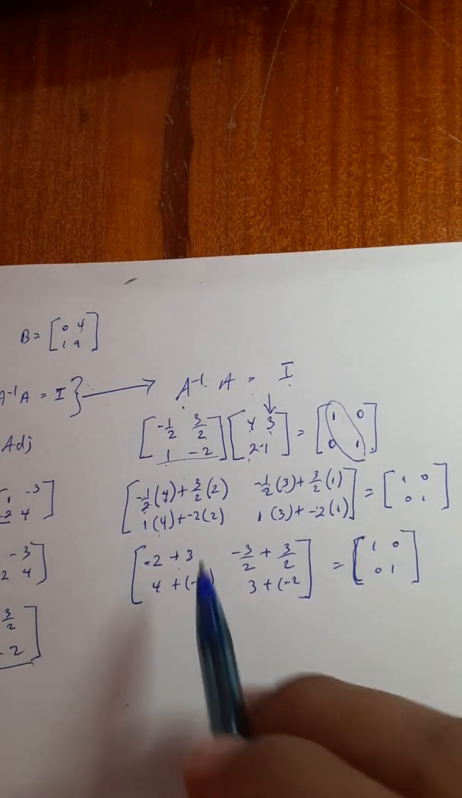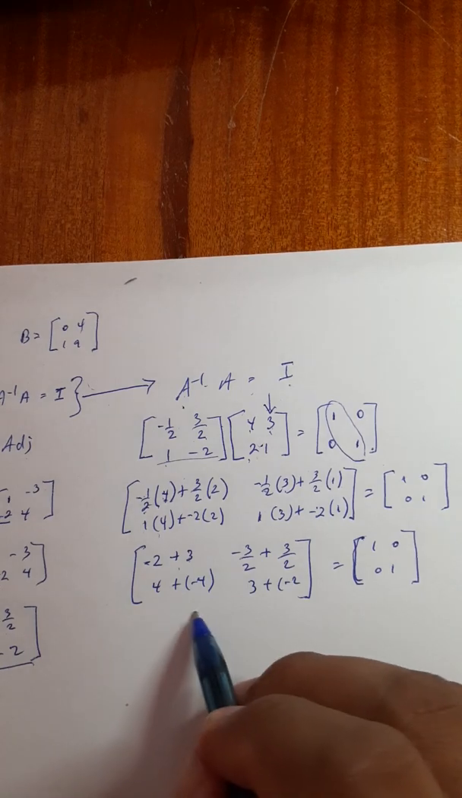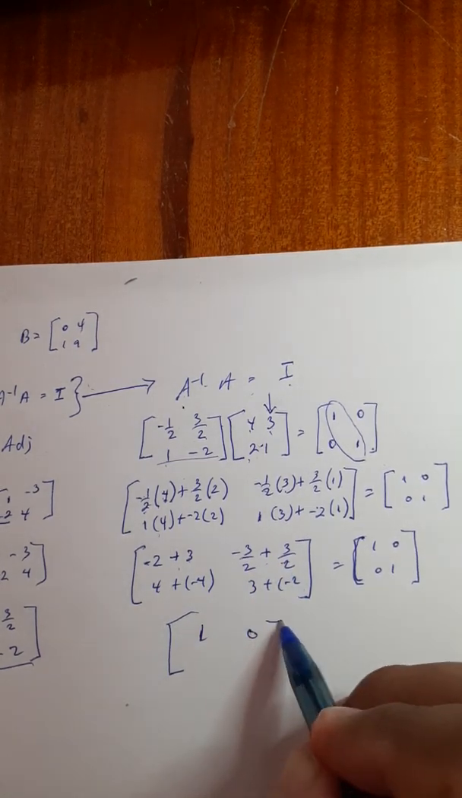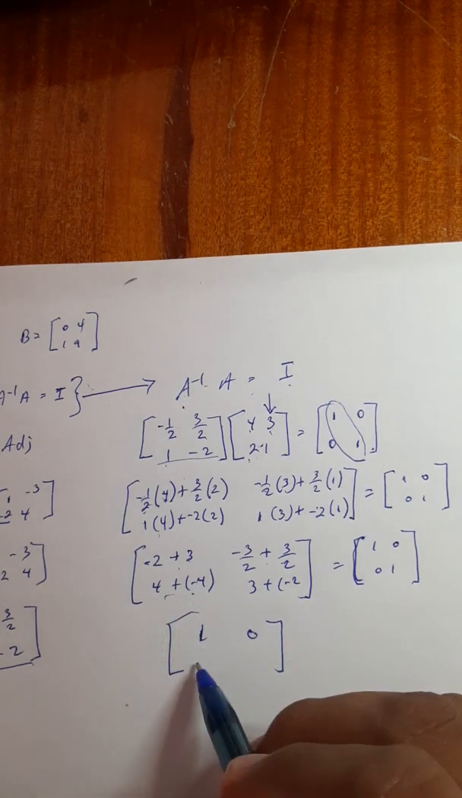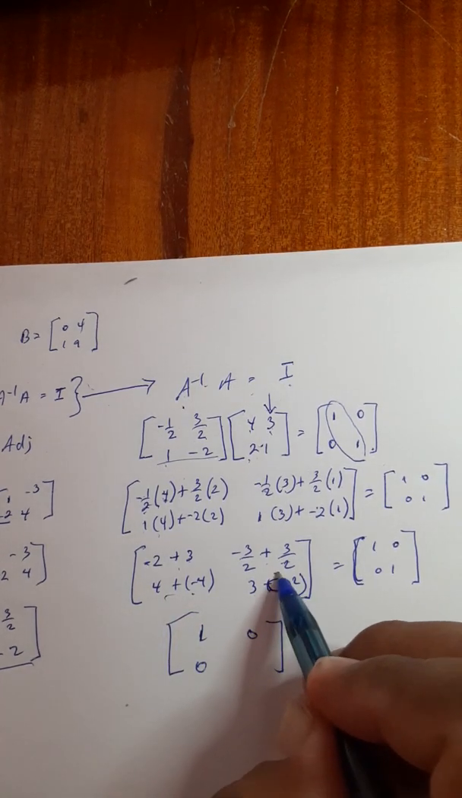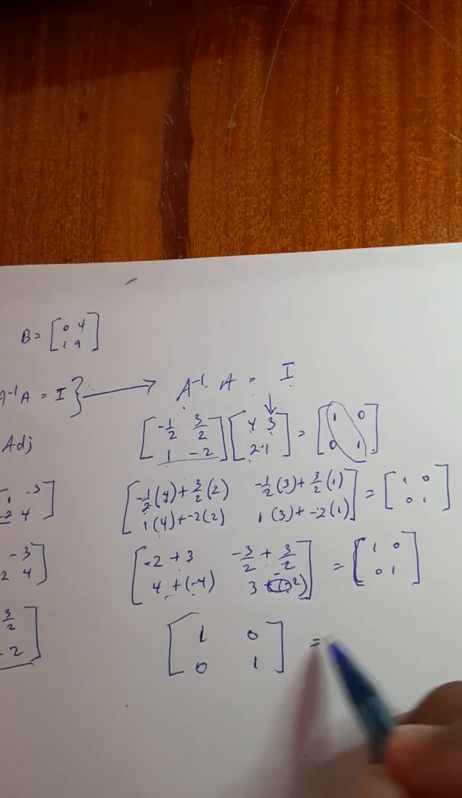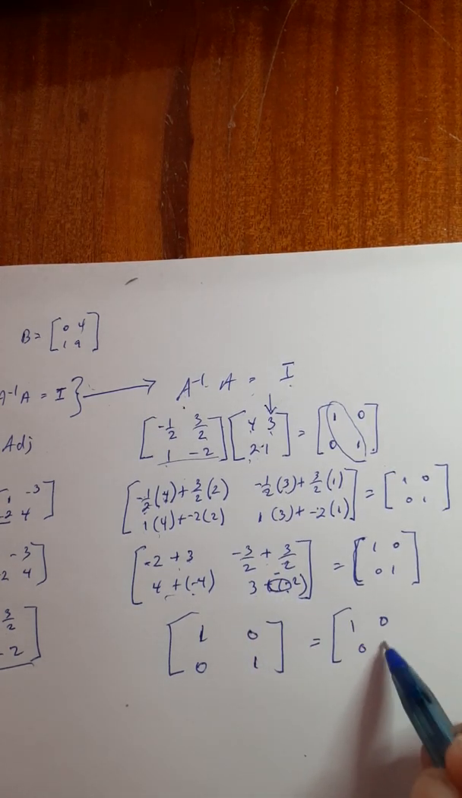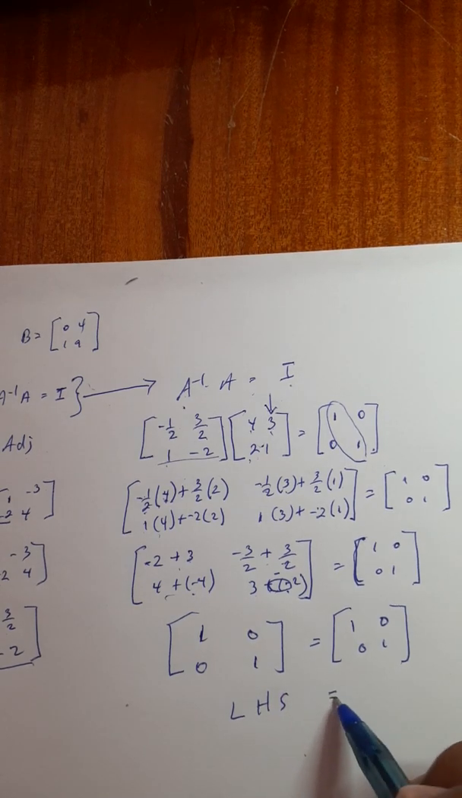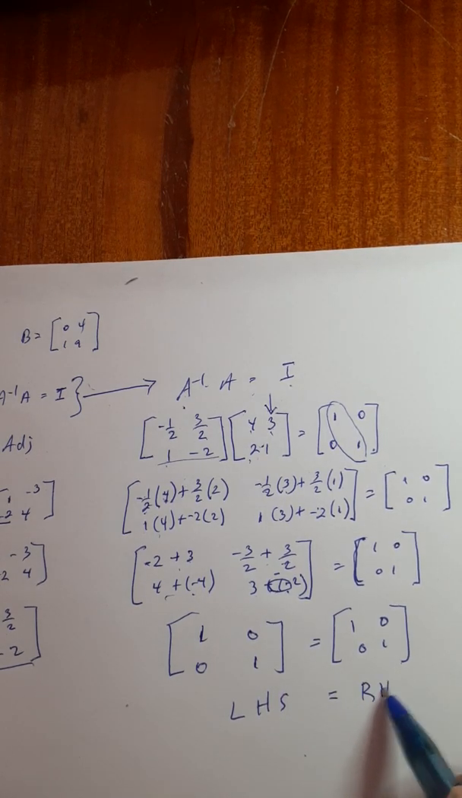Right? Now this 2 will give me 1. This will cancel to 0. This will cancel to 0. And this will give me 3 minus 2, which gives me 1. So my left hand side is equal to my right hand side.